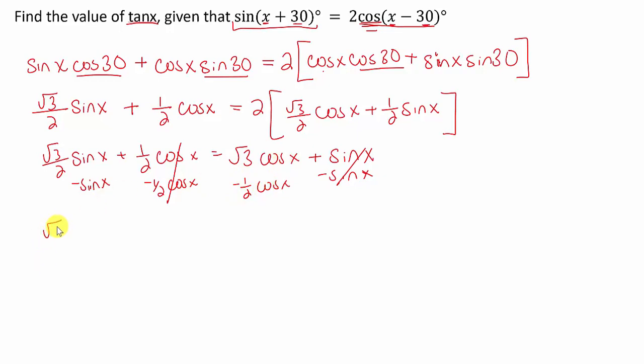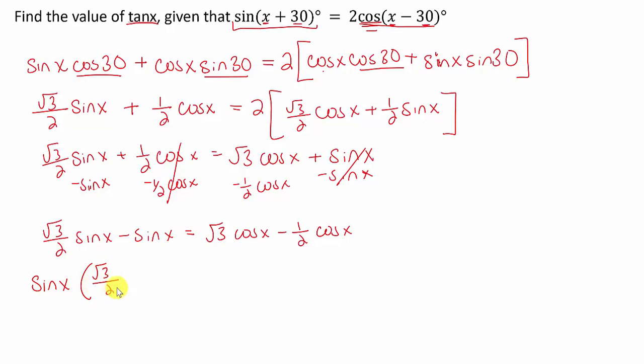So when I do all of that, I have square root of 3 over 2 sine x minus sine x equals square root of 3 cosine x minus 1/2 cosine x. And since these are like terms, that's like square root of 3 over 2 minus, there's a 1 there, okay? And you can do that math and figure out what it is. I like to actually take out a greatest common factor of sine x, which is going to give me square root of 3 over 2 minus 1. Okay, that's the math we would have done.